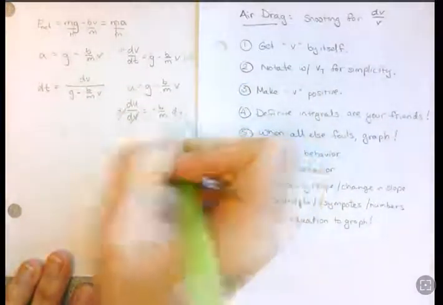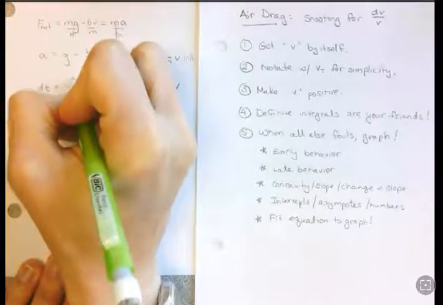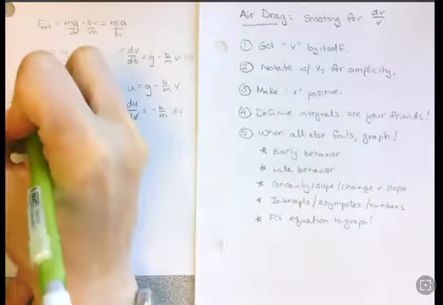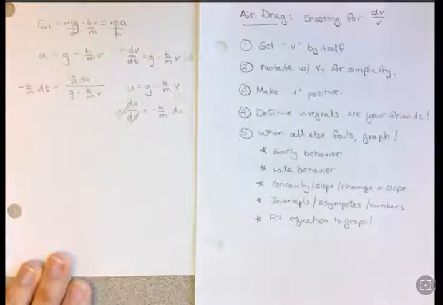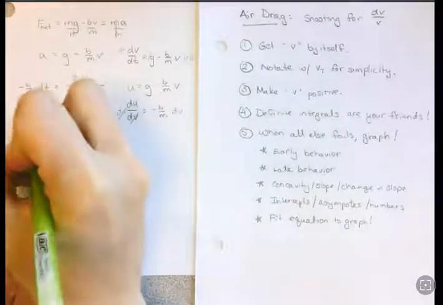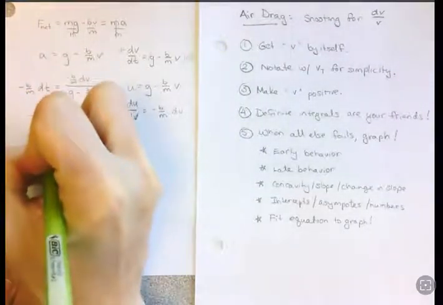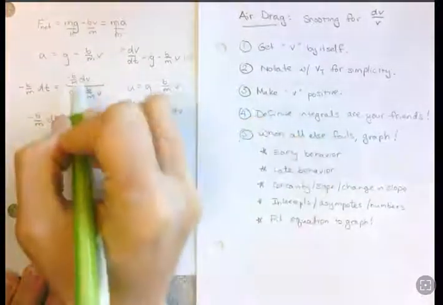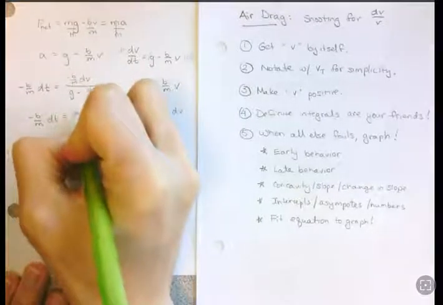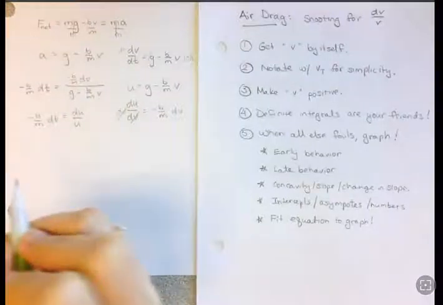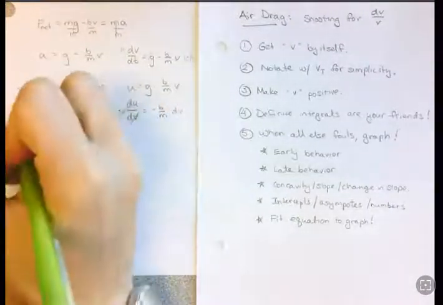All right, we have dv. Well, we can make it negative b over m dv if we really want. We'll muck up the equation a bit, but we can do that. And that'll give us negative b over m dt equals, there we have it, du over u. Now, we are ready to integrate.